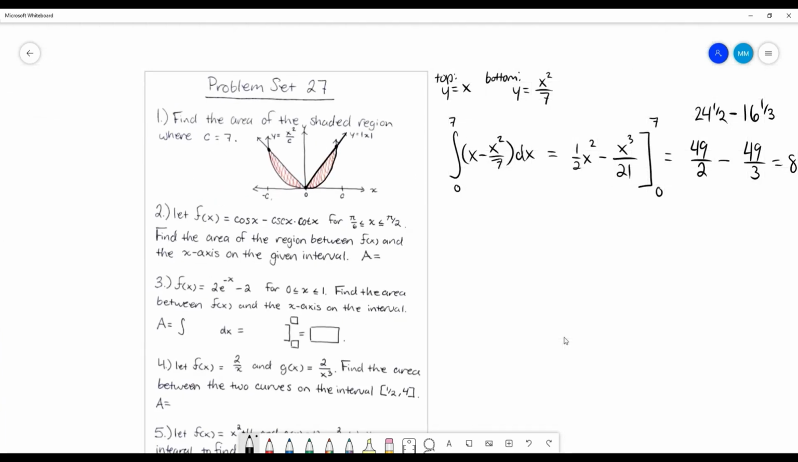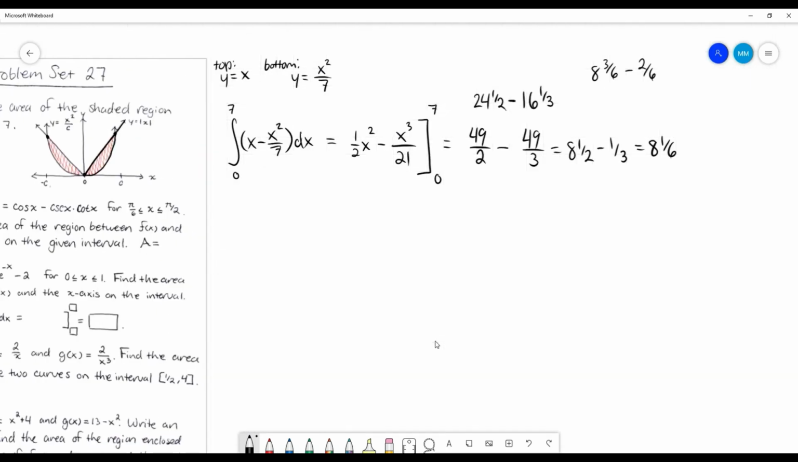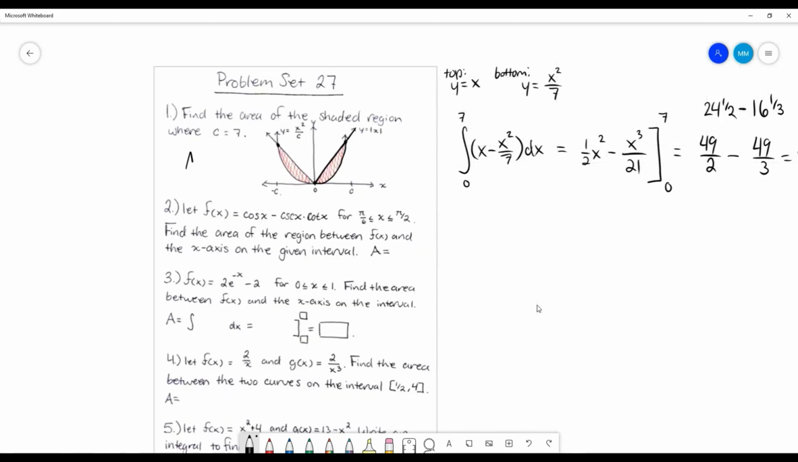But don't forget, that's just the area of this part here. We want the area of the entire shaded region, which is going to be double that. So it's actually going to be 16 and 2/6 or 16 and 1/3.